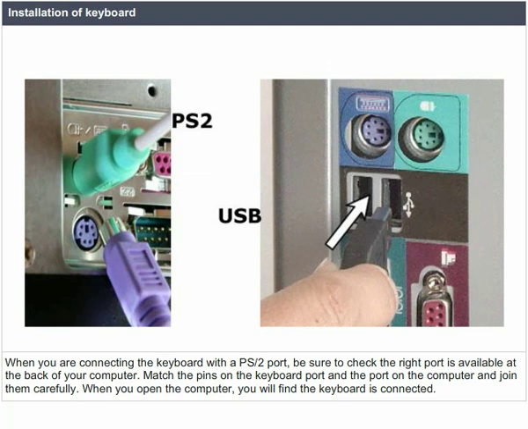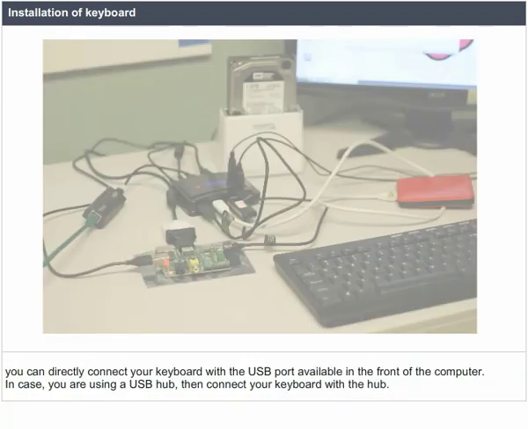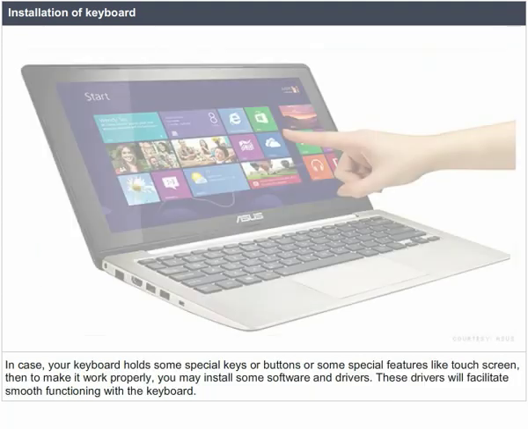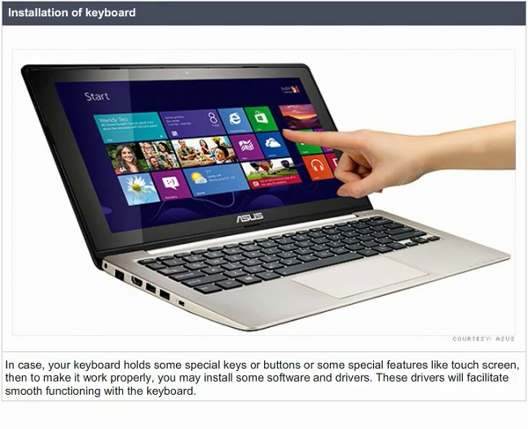You can directly connect your keyboard with a USB port available in the front of the computer. In case you're using a USB hub, then connect your keyboard with the hub. In case your keyboard holds some special keys or buttons or some special features like touchscreen, then to make it work properly, you may install some software and drivers. These drivers will facilitate smooth functioning with the keyboard.